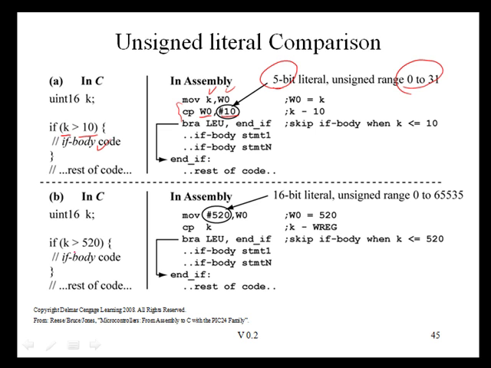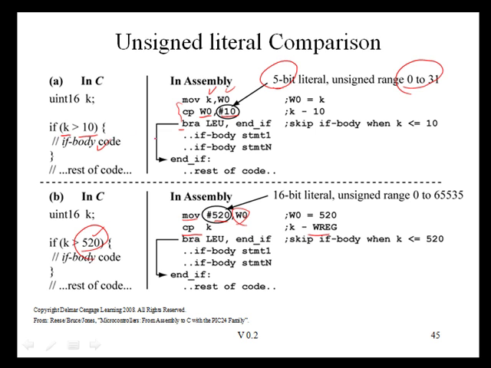This particular comparison here is comparing k against 520. We cannot use the same approach for this subtraction here because this literal is too big. It's greater than 31. So in that case, we could move the immediate value 520 into W0, then use this form of the comparison instruction, which is going to say k minus wreg. After that, both solutions are the same.